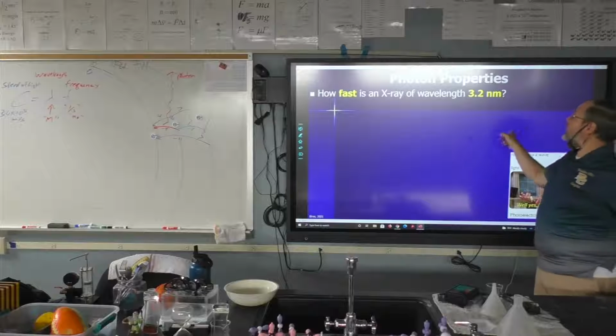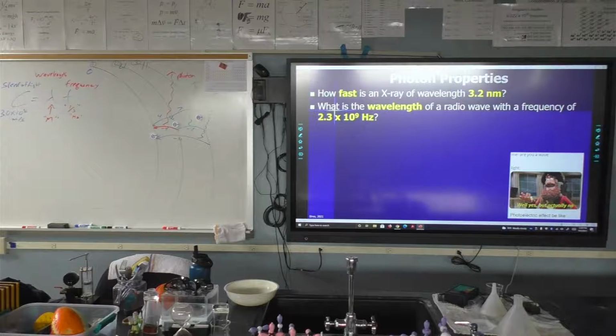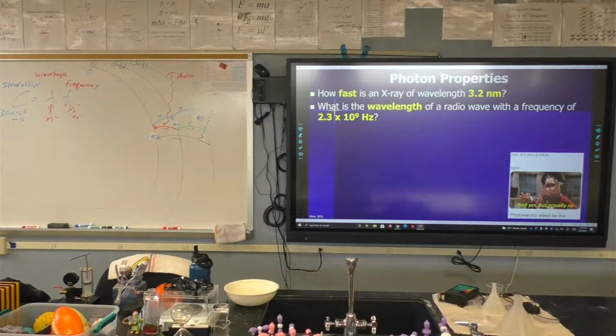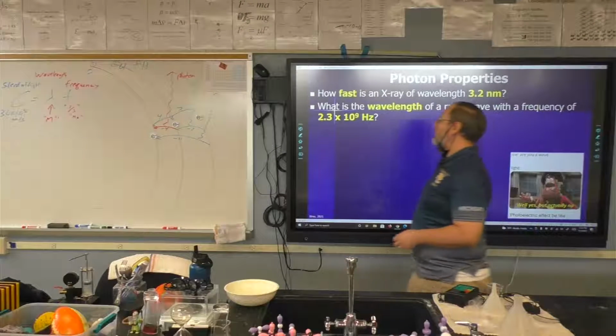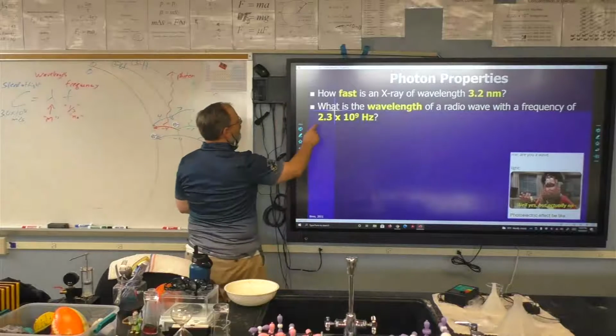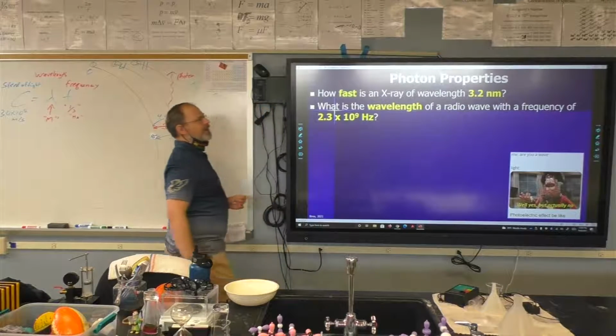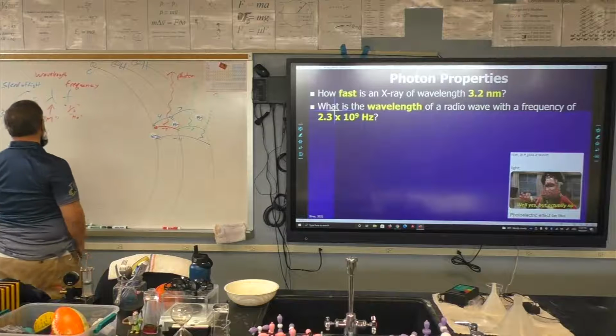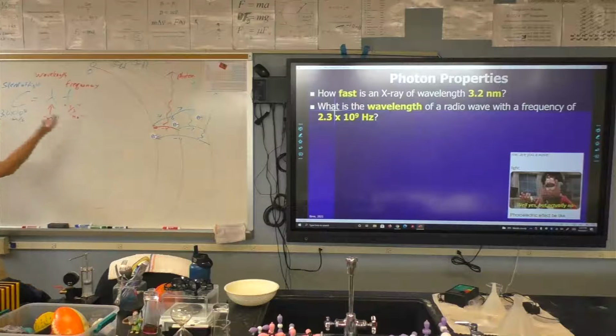This one does require some math. What is the wavelength of a radio wave with a frequency, that's f, of 2.3 times 10 to the 9th hertz? This is going to require some math, and there's your formula.